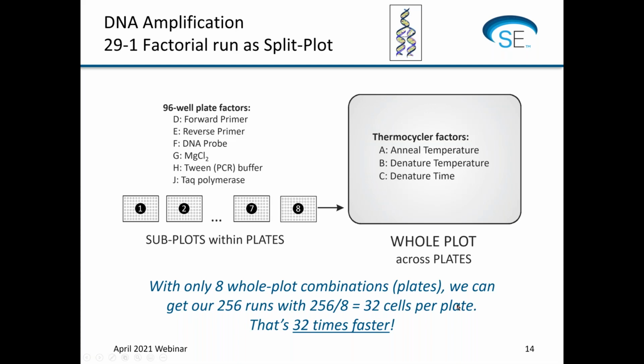And we're going to have 32 cells per plate, as opposed to 1 doing completely randomized. So this is going to be 32 times faster than if we did a completely randomized experiment. And these experiments are expensive. The equipment is expensive. It's hard to get time. And so it would be really impractical to do a completely randomized experiment.